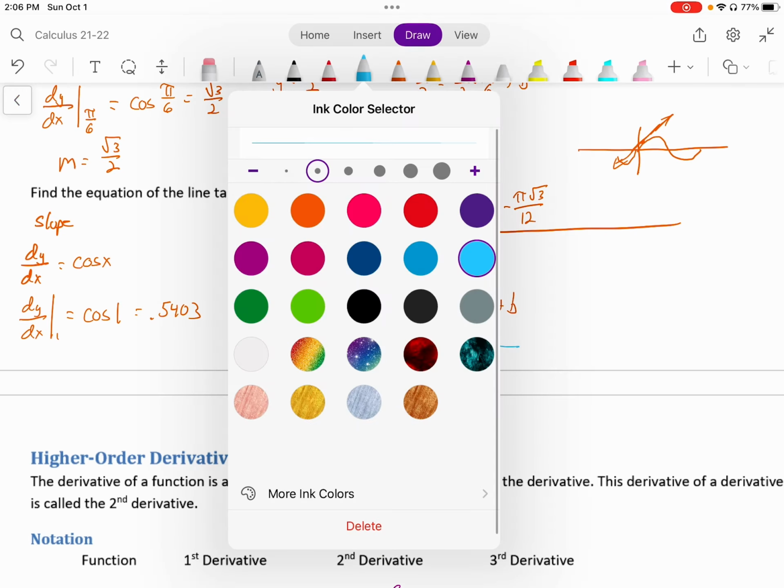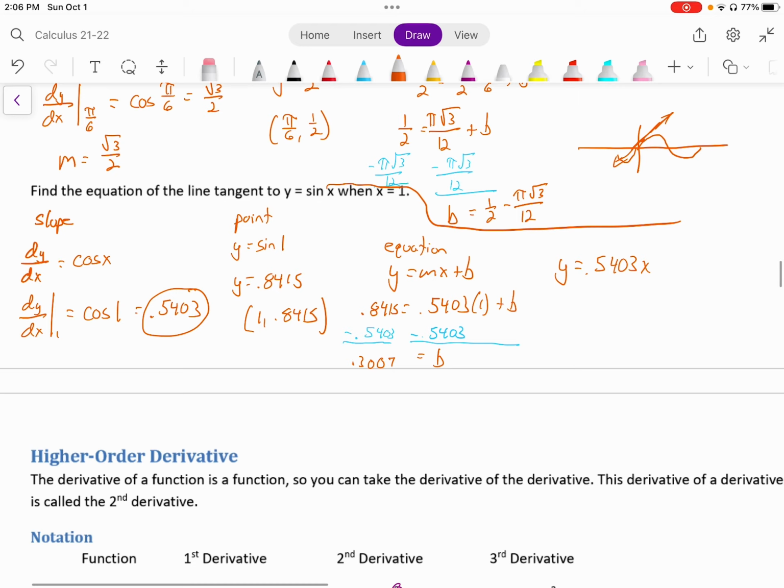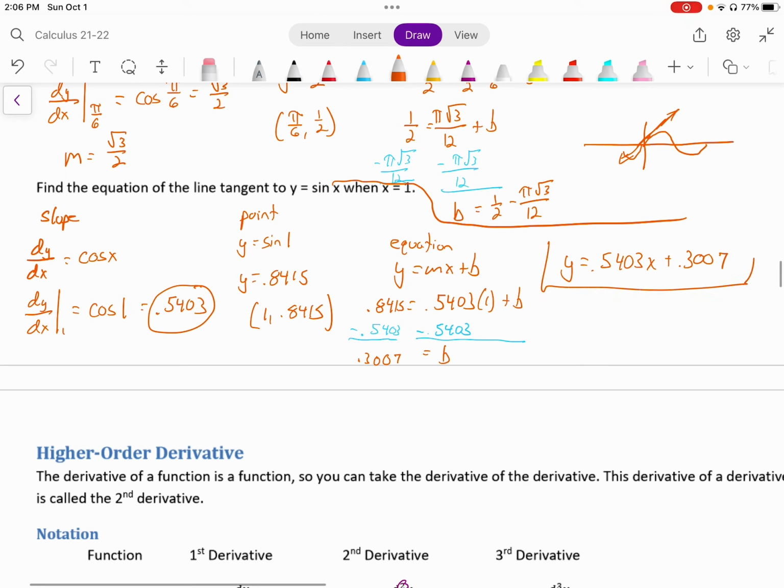And we get b equals, let's see, just about 0.3. And so our equation is y equals m, our slope from before, 0.5403 x plus 0.3007. And that is the equation of the tangent line at x equals 1 radian.